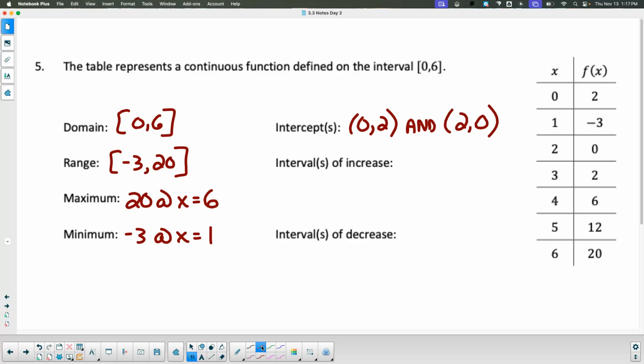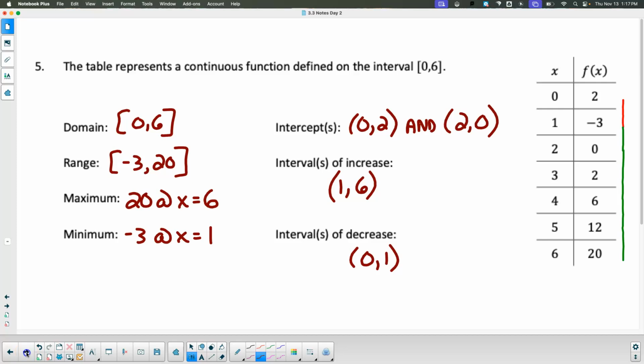From 0 to 1, we are decreasing. From 1 to 2, we are increasing. From 2 to 3, increasing. 3 to 4, 4 to 5, increasing. 5 to 6, increasing. So we're decreasing from 0 to 1, and we're increasing from 1 to 6. Agree with that? Okay.